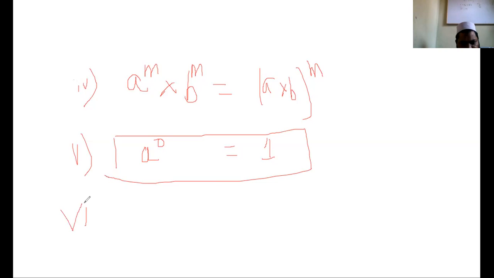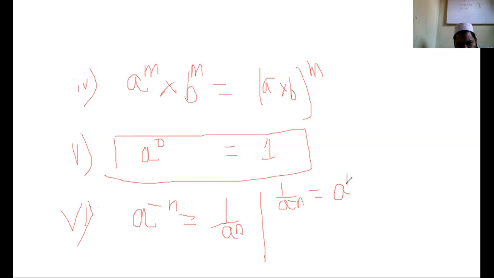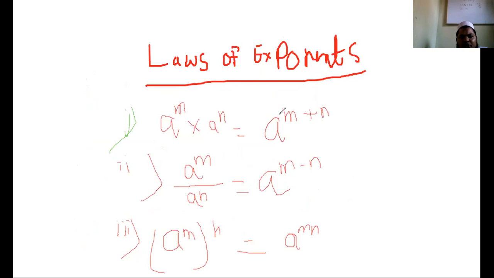Number 6: a to the power minus n can be written as 1 by a to the power n. Which means if we want to remove a negative exponent, we have to bring it into the denominator. In the same way, remember: if 1 by a to the power minus n, then we have to bring it into the numerator, a to the power n. Okay, so these were some laws of exponent that we have to remember to solve problems.